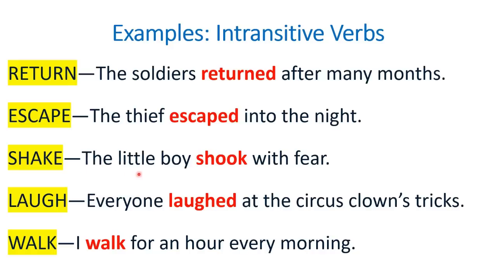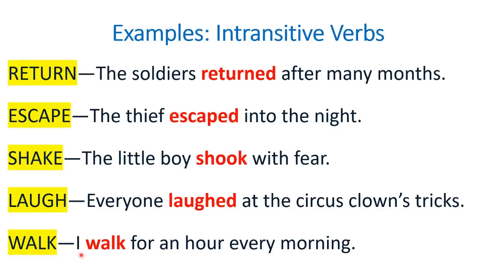Shake, the next one. The little boy shook with fear. We cannot say the little boy shook fear. A noun cannot be added to an intransitive verb. It requires the preposition with. Then you have laugh. Everyone laughed. You cannot say everyone laughed the circus clown's tricks. We have to put a preposition. So you say everyone laughed at the circus clown's tricks.